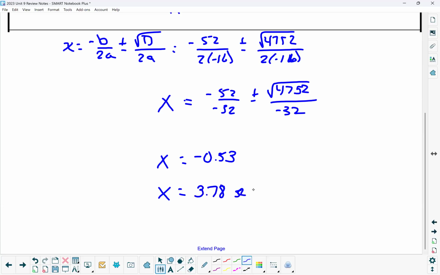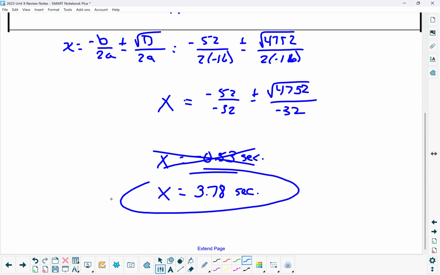And because we're talking about time, we cross out the negative answer and keep only the positive answer. There's your last solution. Good luck on the review and good luck on the test on Monday.